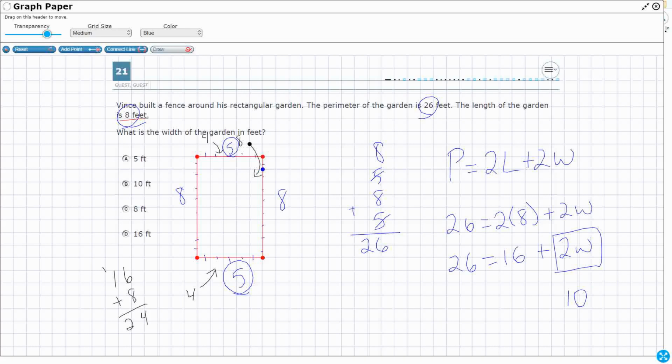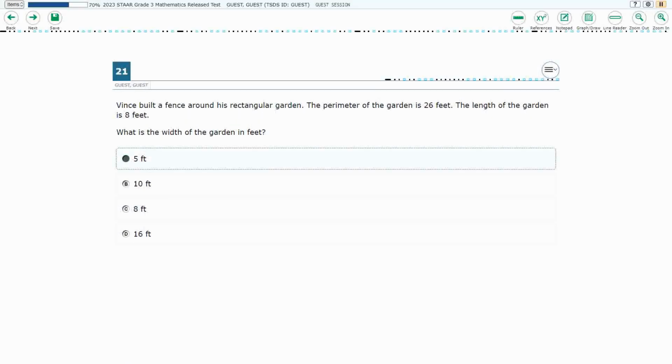And so double the width needed to be my 10. So what number could I double to make 10? That's where my 5 comes in. So that's another way to solve it. And that's algebraic thinking, is trying to find missing numbers by thinking what operations we can use. But either way, we are going to double the 5 to get to 10. That gets us our perimeter of 26. So my answer here is going to be A, 5.